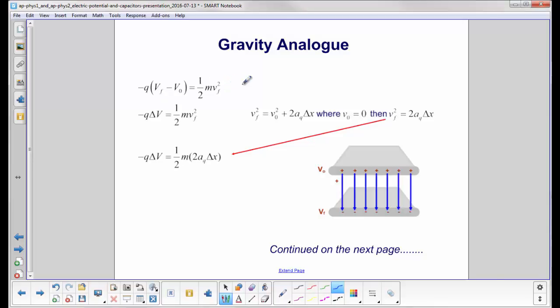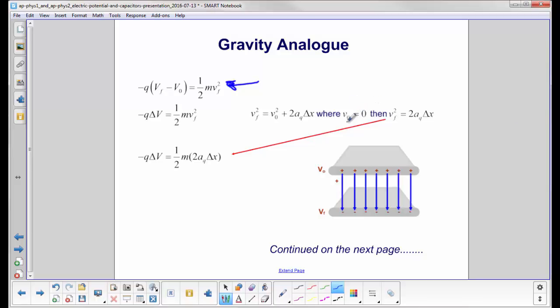This is the equation from the previous slide, and now you're going to see the reason why we took the q out and why we switched the order. Vf minus V0, final voltage minus initial voltage, is nothing more than delta V. So I now have minus Q delta V equals 1/2 m Vf squared, and just like we did for the inclined plane, we're going to use kinematics. Whether a charge is moving or a mass or a block, kinematics still works.